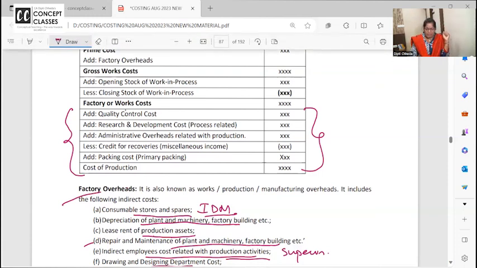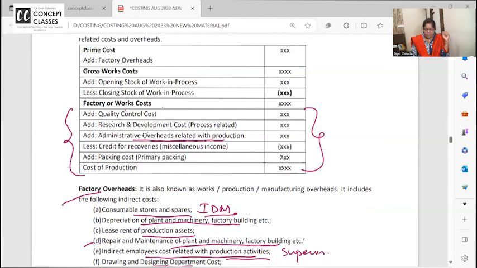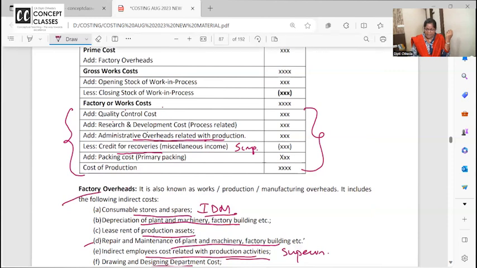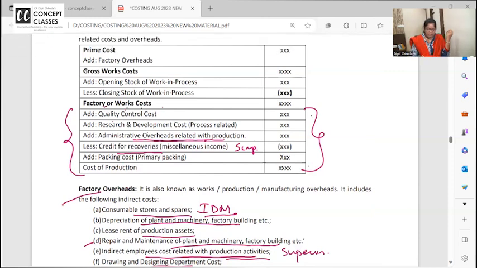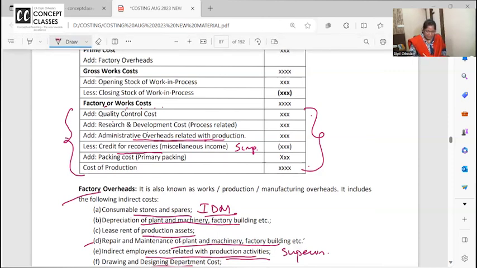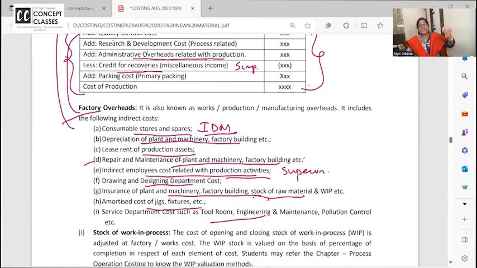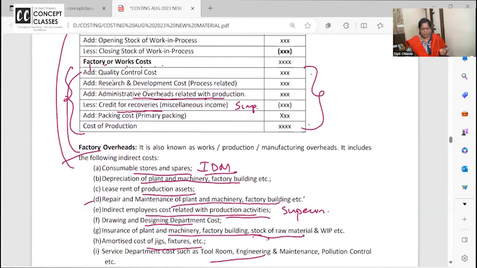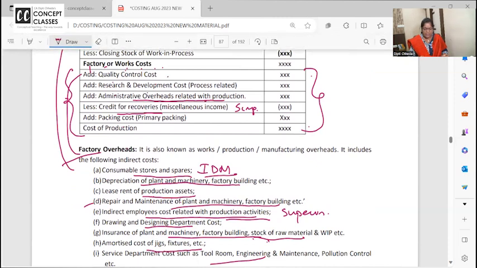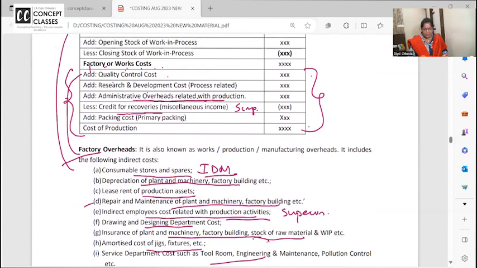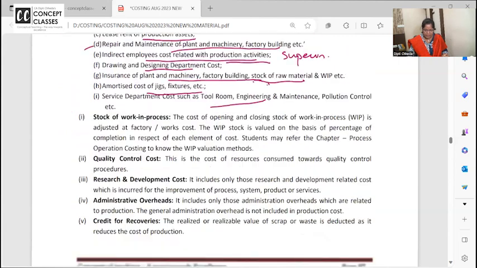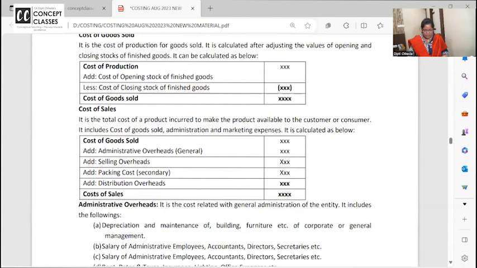After your factory or works cost: quality control cost, R&D expenses, research and development, administrative overhead related to production, minus some miscellaneous income like scrap and all, and primary packing. This will all come as a part of the factory works cost. Ma'am, what is this? Factory overhead will come here after prime cost. After prime cost you add all the factory related repairs, insurance of plant and machinery, supervisor's salary and all. Okay, right. And then quality control and all research and development, administrative overhead, packing cost and all. Detail, you have all this in your material which is given to you with Sarthi, so check that.